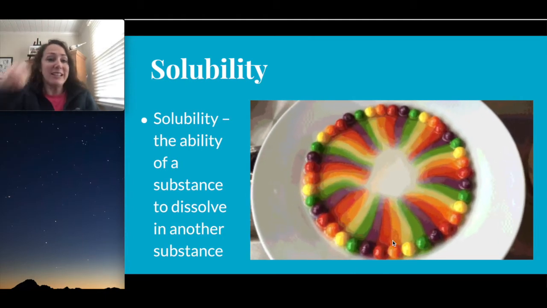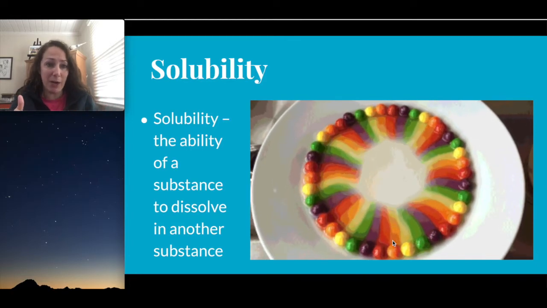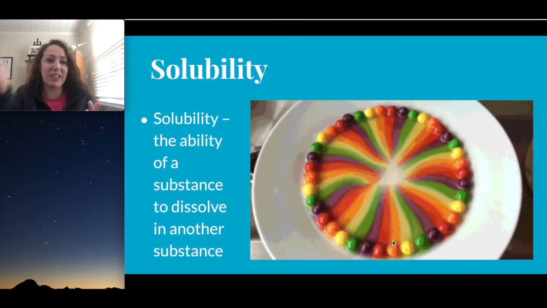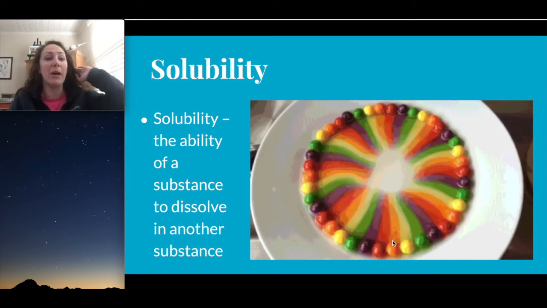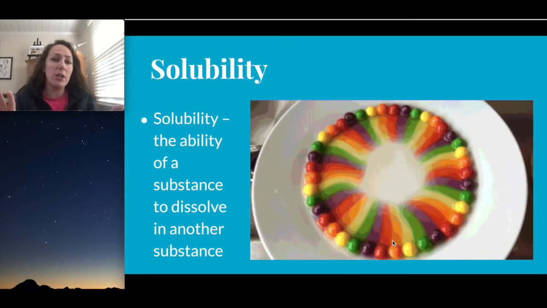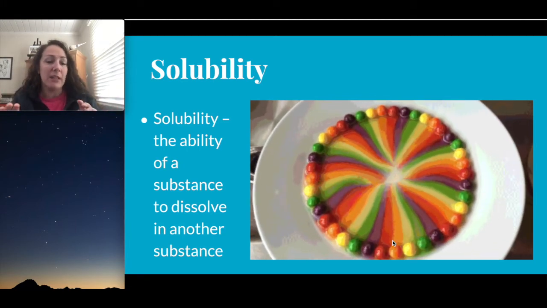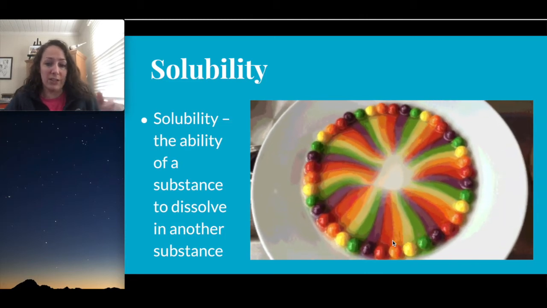So even though it seems like you made a totally new substance whenever you added the lemonade powder, you actually haven't. You've just more uniformly mixed it all together so that it tastes better, but you can still separate out the water from the sugar from the lemonade, okay? So again, solubility is the ability of a substance to dissolve into something else.